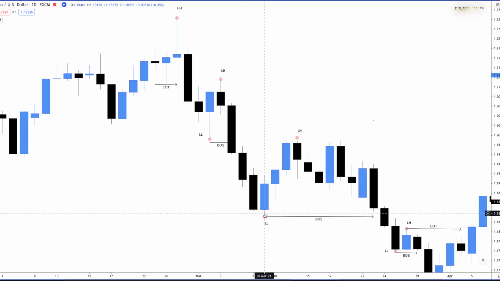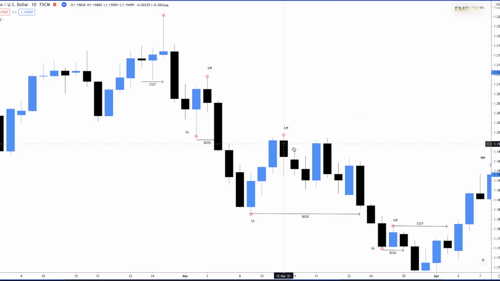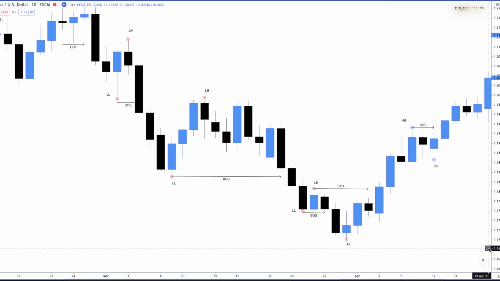Now we've created a new lower low. Same thing again. We've created a lower high. This market is ranging sideways for a few days, going up and down. And what did it do? It made a new low, lower low. All right. Now this is where it gets a little bit interesting.